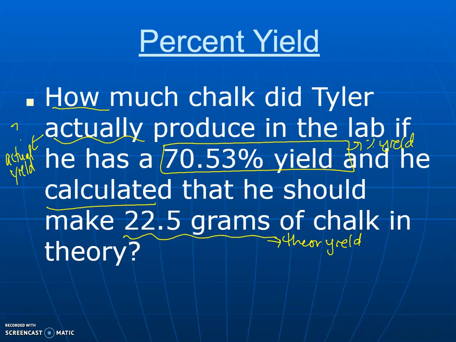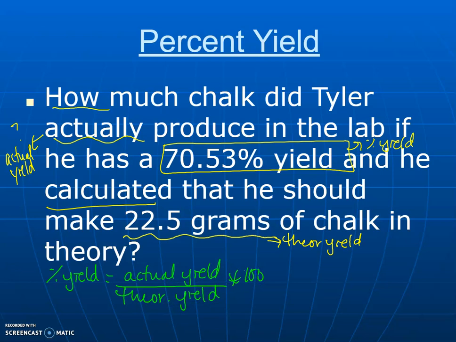Okay, so percent yield problems are going to be set up where you take the actual yield over the theoretical yield and you multiply by 100. So in this one, we know it's 70.53%. We don't know how much it is, and we know that he should have made 22.5 grams, and we multiply by 100. So how do we figure this out?